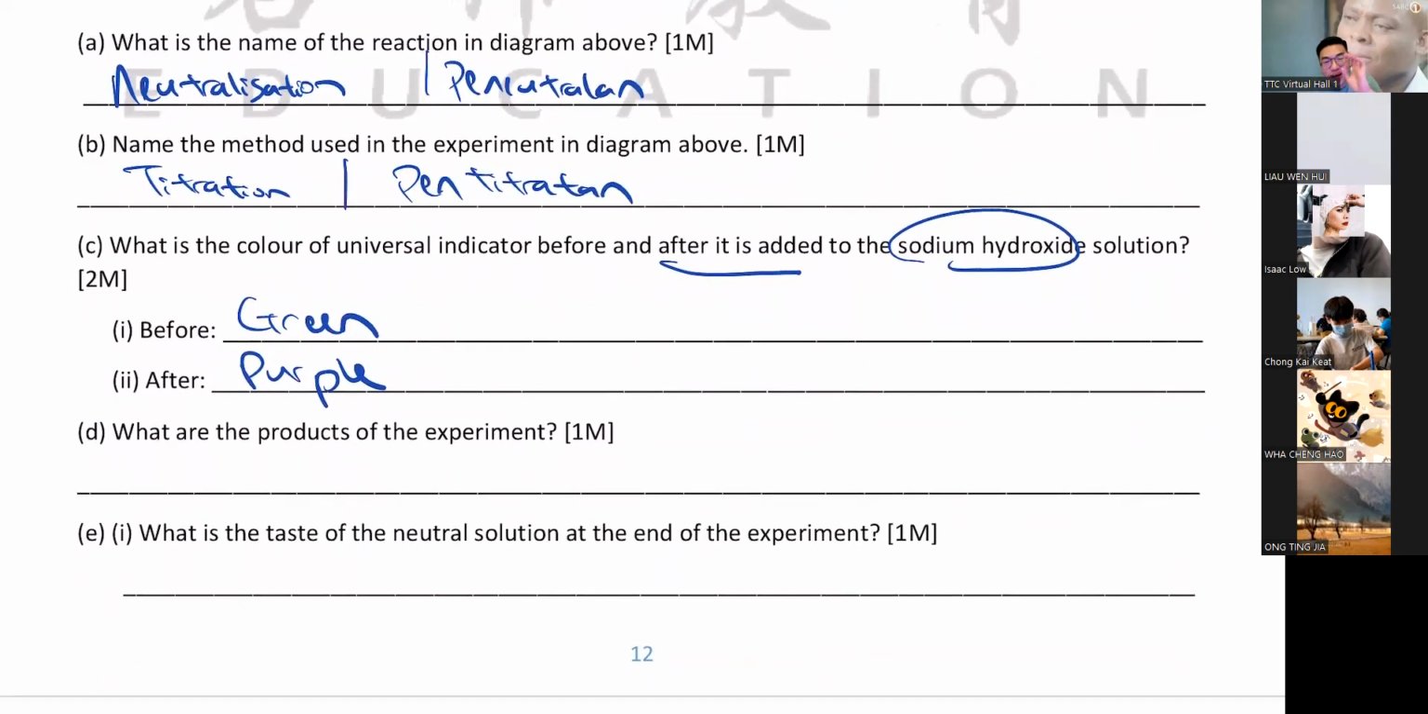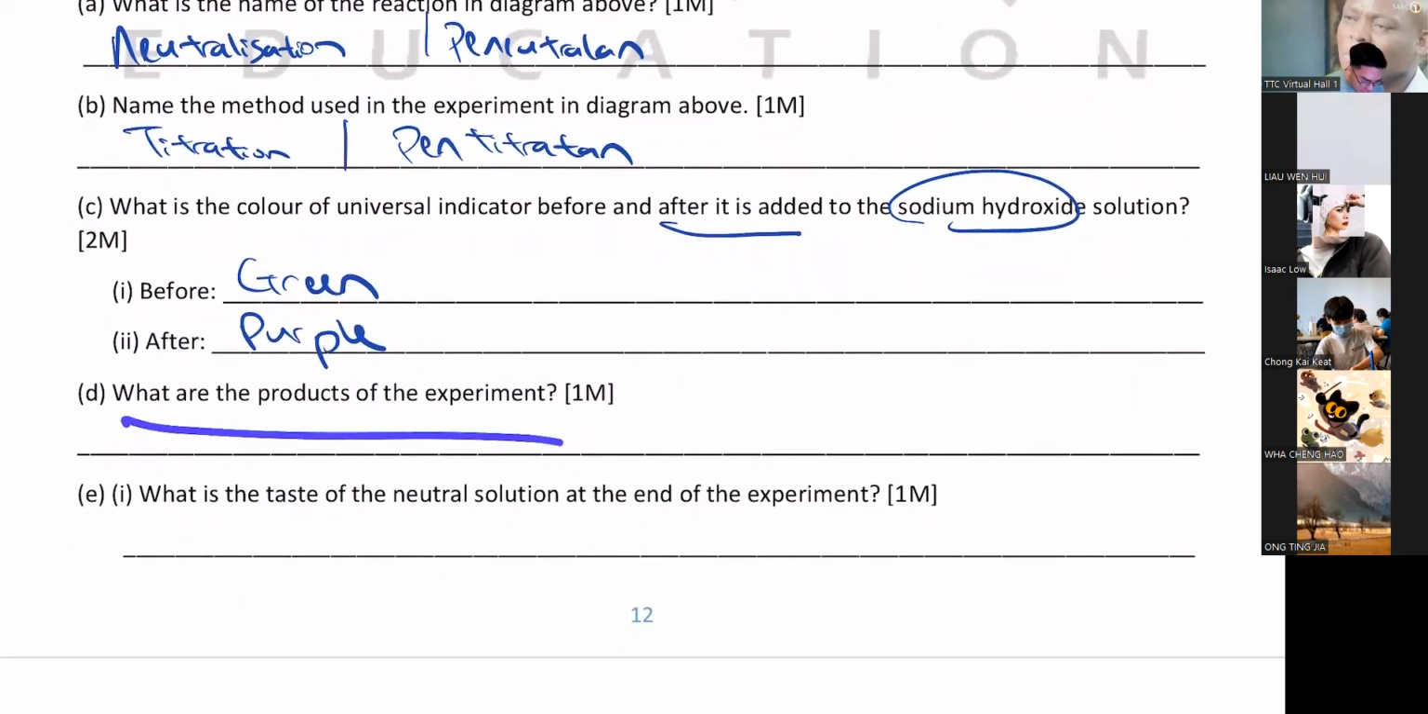Guys, calm down. We are not burning anyone. All right, so what are the products of the experiment? You will get salt and water.